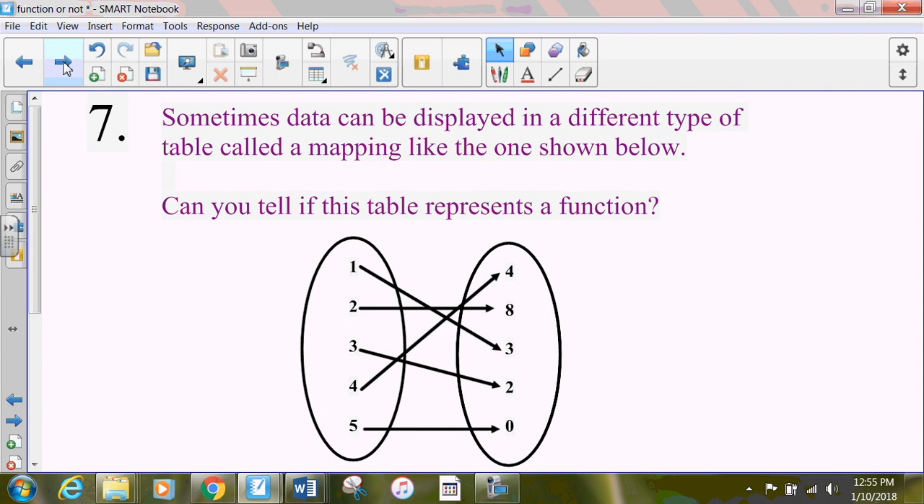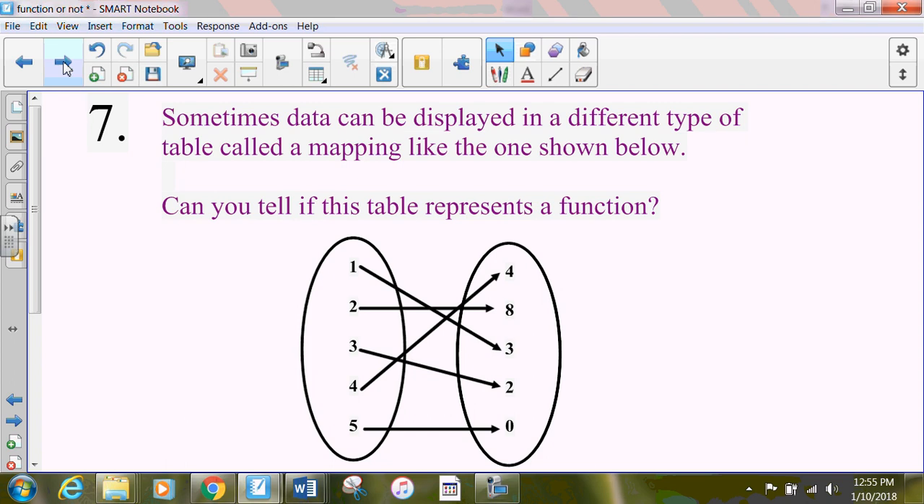All right, so let's look at 7. Sometimes data can be displayed in a different type of table called a mapping, like the one shown below. Can you tell if this table represents a function? So we're looking for the same thing. We're looking to make sure that for every input, or for every x, there's one and only one y.